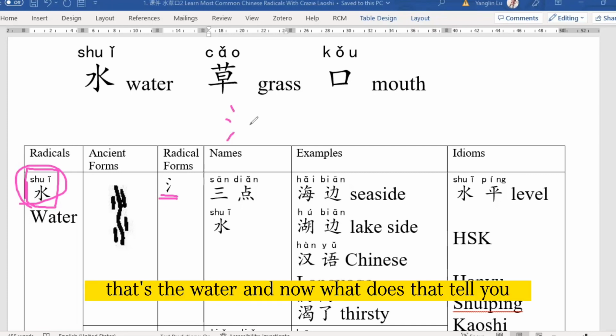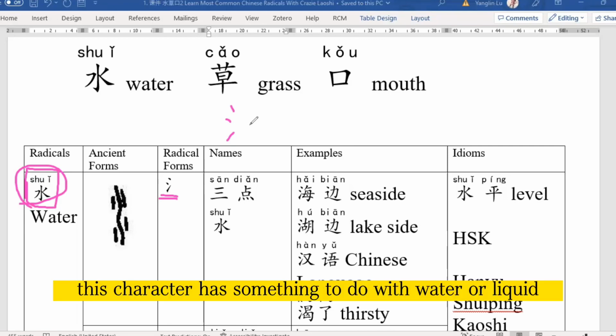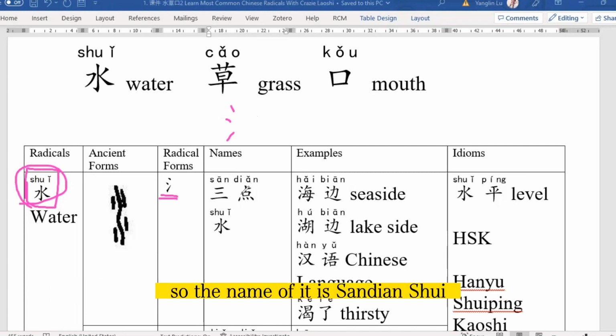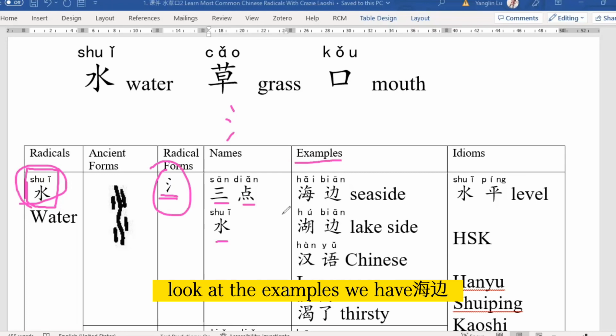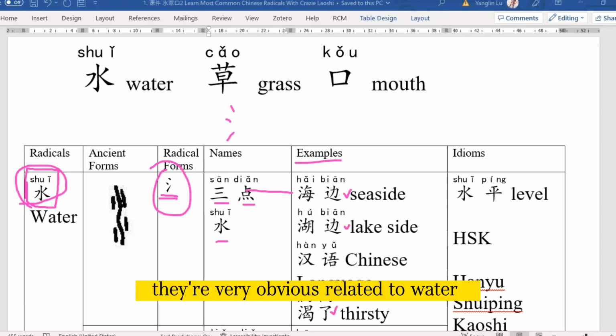And now what does that tell you? That means this character has something to do with water or liquid. So the name of it is 三点水. So look at the examples. We have 海边、湖边、汉语、可乐. The 海边、湖边、可乐 are very obviously related to water.